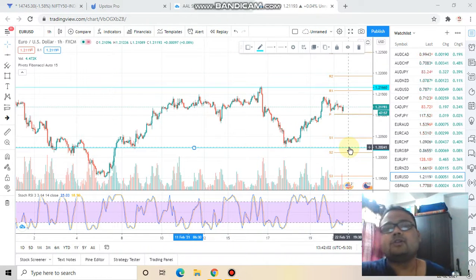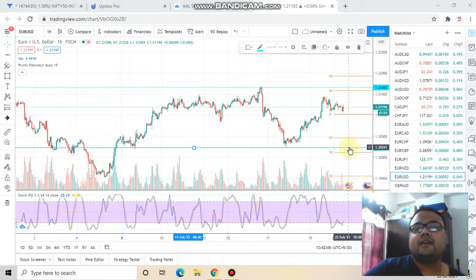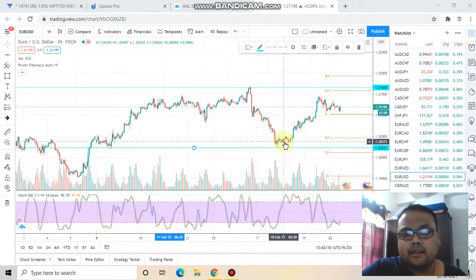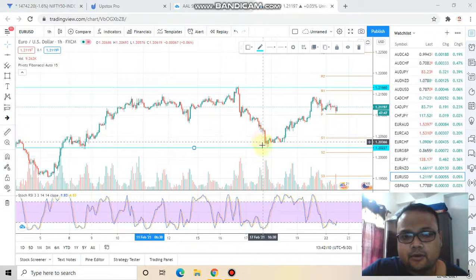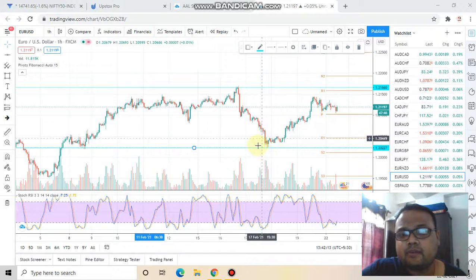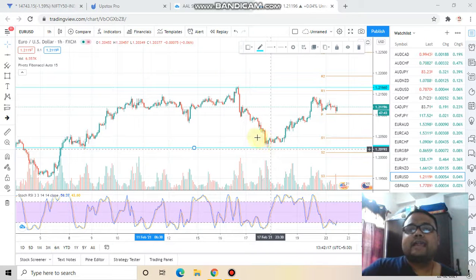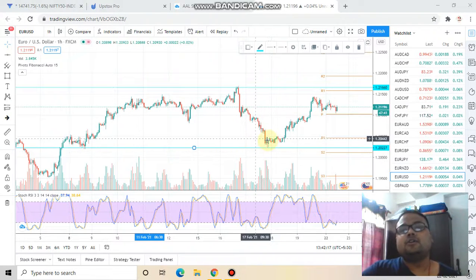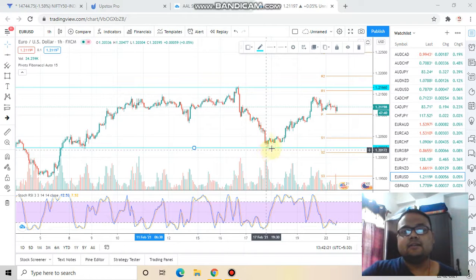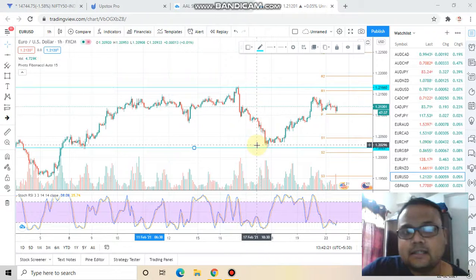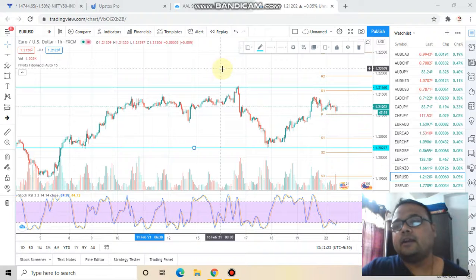Just get the confirmation. You can get the confirmation with the help of a candlestick pattern or any indicator of your choice. Okay, candlestick pattern like this. Here you can see that there is a hammer. Okay, price rejection from above. So these kind of candlestick patterns are very much useful to spot the reversal signs. So that's it with the Euro USD for the Monday.